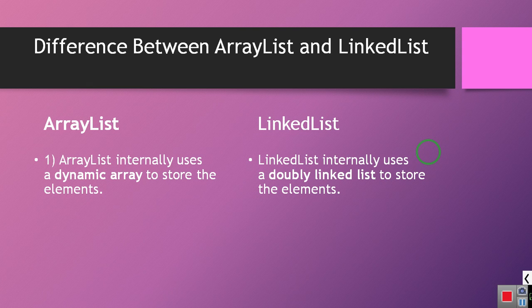And a doubly linked list has two pointers, which means it can go backward and forward in both directions, so it is called a doubly linked list.